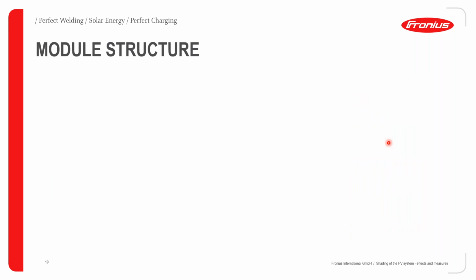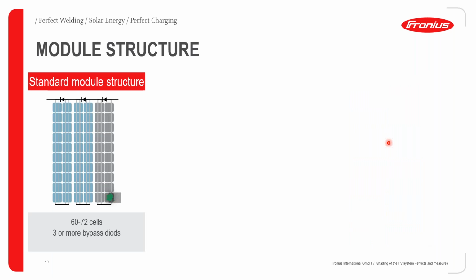So having said that, we'll now take a look at module structures. We're looking at module 1. Now for standard module structure, this is how they look. Like I said earlier, modules are composed of smaller cells, series connected, and then in batches of 20, as you can see in this example.